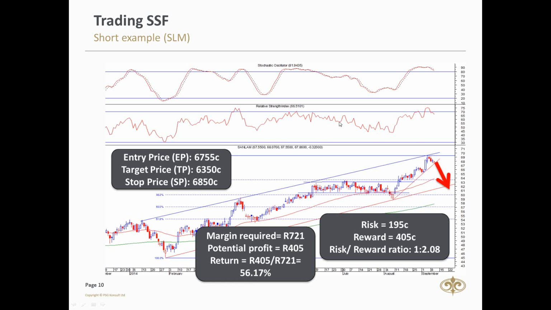Here's a short trade. This is on Sunland last week. I was anticipating a breakout below that support trend line. Again, same scenario. I've got my three price levels I need to know before I put on the trade. I calculate my risk-reward ratio. So yes, just over 1.2. Let me put my cursor back in again. Okay, 1.2. And in my risk-reward, my potential profit was 57%.